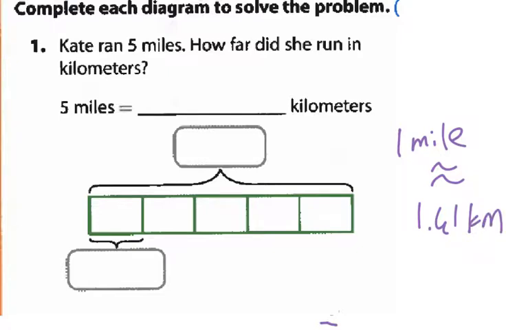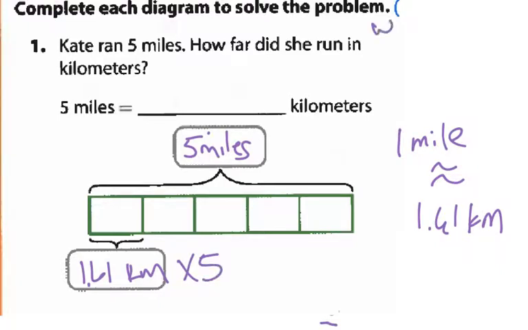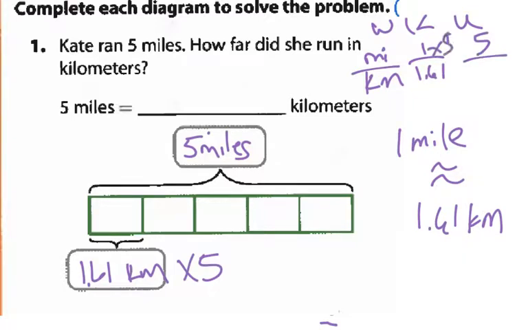So I'm going to fill in what I know. I know I'm going 5 miles. I'm going to fill that into the state diagram, and that each mile is 1.61 kilometers. So all I have to do is take this 1.61 and multiply that by 5. But if I was going to use WKU, because you're so used to setting that up, it's going to be miles to kilometers. 1 mile is 1.61 kilometers. I'm going to 5, so I'm going to multiply by 5. If you take 1.61 times 5 in your calculator, you're going to get 8.05 kilometers in 5 miles.